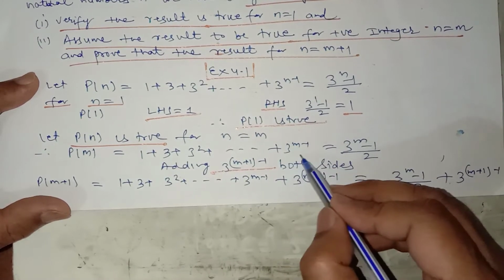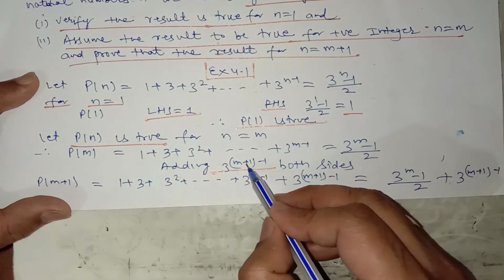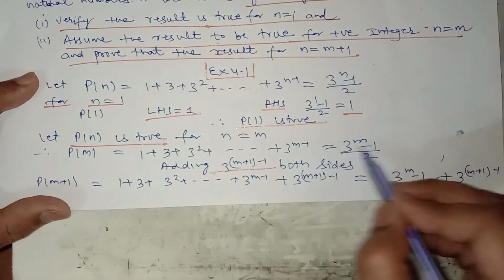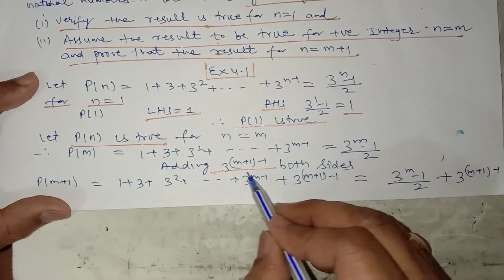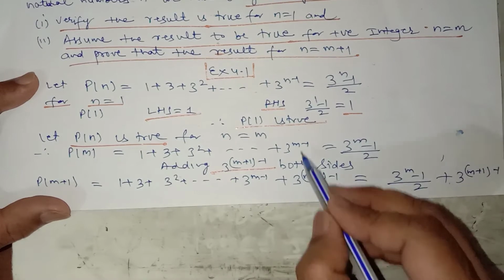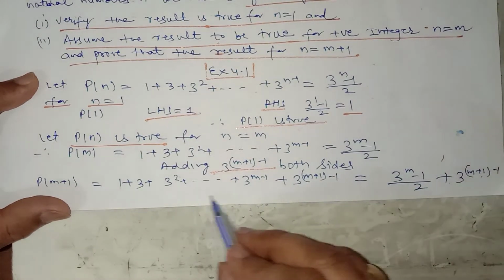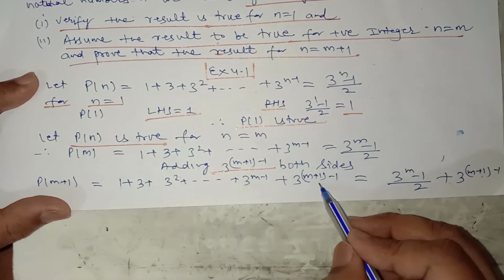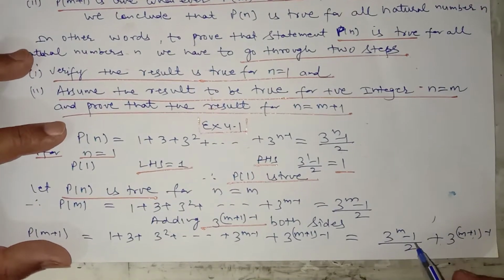So now what is the next number of this? You have to replace m by m plus 1. So replace m by m plus 1 here. It means you have to add the next term of this term to both sides. So add 3 raised to power m plus 1 minus 1 on both sides. Add this to the right hand side as well. Now you have to do nothing on the left hand side because the terms from 1 to m plus 1 are here. Now you have to prove that it is true for m plus 1.